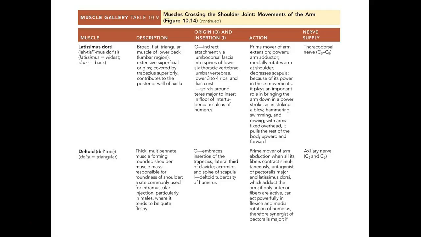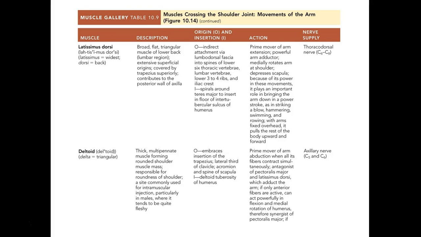and the origin. This is a picture of a chart in the book, and you can see, like, latissimus dorsi. It's a broad, flat, triangular muscle of the lower back. It originates, you probably don't know what the lumbodorsal fascia is, but you know the spines of the lower 6 thoracic vertebrae, lumbar vertebrae, 3 to 4 ribs, and iliac crest. It spirals around the teres major to insert in the floor of the intertubercular sulcus. Well, you know intertubercular sulcus of the humerus, so you might just write that. And the action, it's the prime mover of arm extension.